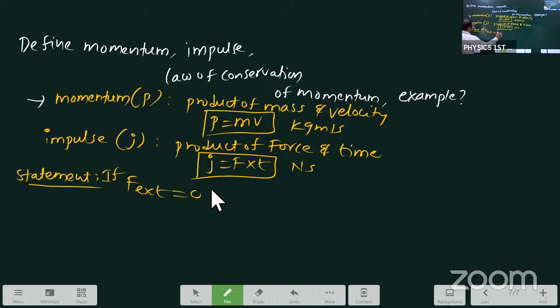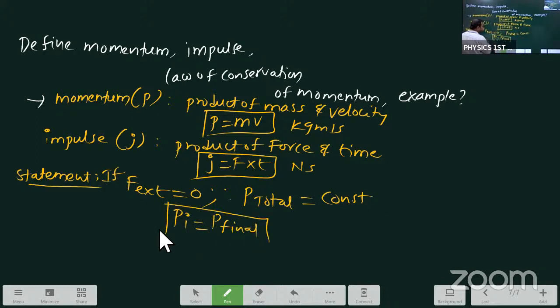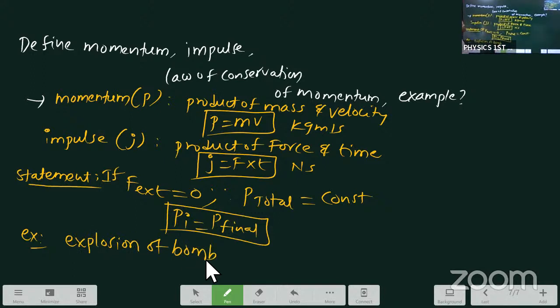If external force is 0, very simple, short line. If external force is 0, total momentum, this one also write like this, P total equals constant. Meaning, momentum initial, momentum final, both are same. Last example: explosion of bomb.